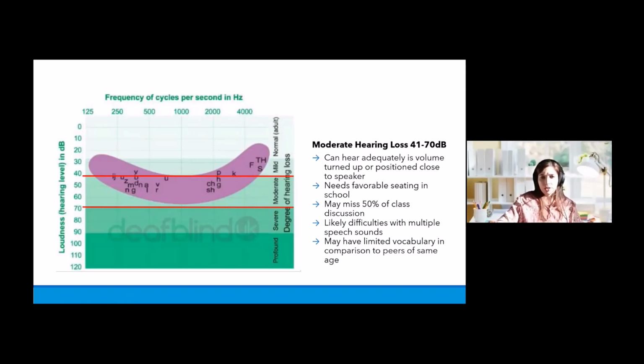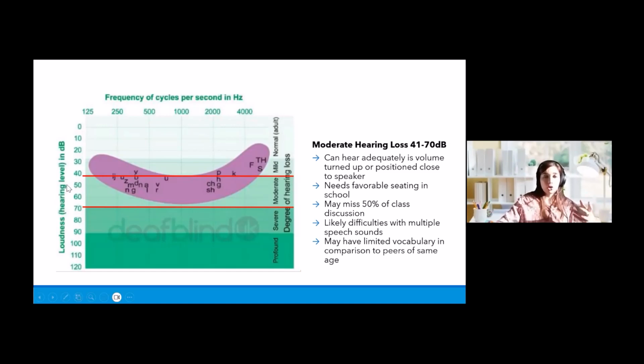So children will need favourable seating in school. They can miss up to 50% of what's happening in the class. They're going to have speech difficulties with lots of different sounds, and they're probably going to have a very limited vocabulary compared to their other age-appropriate, typical hearing peers.